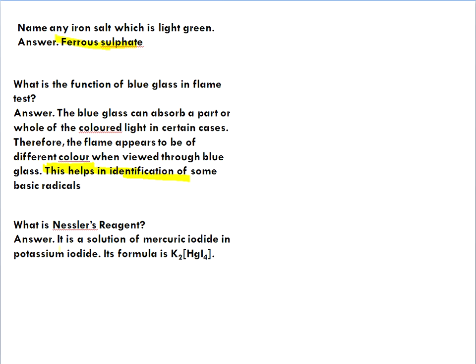Next question and last question, that is very important. What is Nessler's reagent? K2HgI4. I have given you the formula for detection of ammonia. It is a solution of mercuric chloride, mercuric iodide, and potassium iodide. This is the Nessler's reagent.